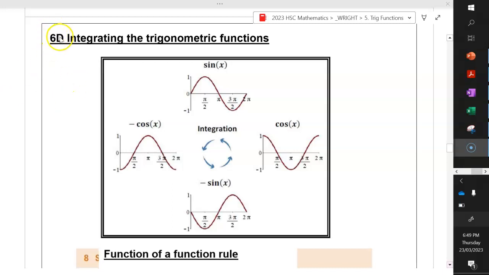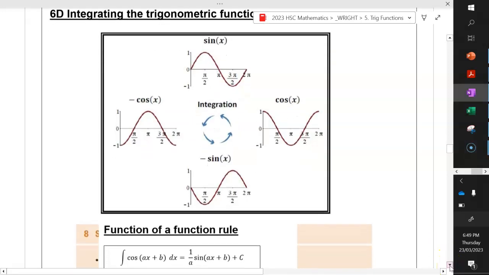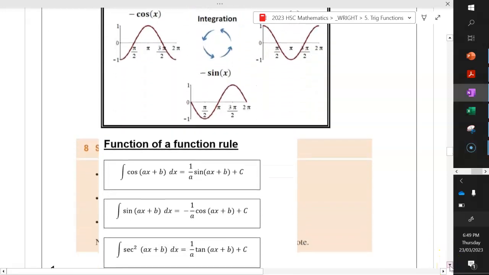Okay, hi Year 12. Today we're looking at 6D, the integration of trig functions. Most of our rules today are on your HSC formula sheet, but we need to know how to use them, and I guess they're not all on there as well. So there's a little bit we need to really have a little look at.